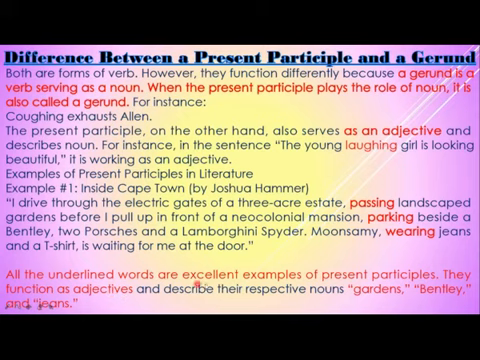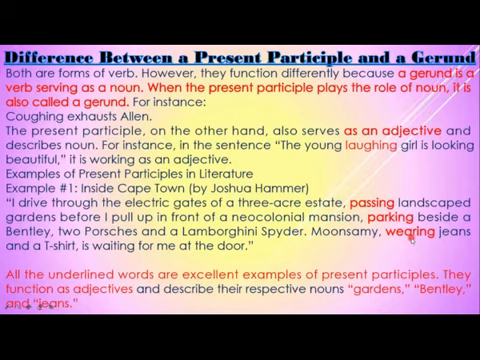All the underlined words are excellent examples of present participle. Passing, parking, wearing. All these are the excellent examples of present participle because they are describing the nouns. Landscape is a noun. Parking beside a Bentley. Wearing jeans. Jeans is a noun and wearing is describing a noun.